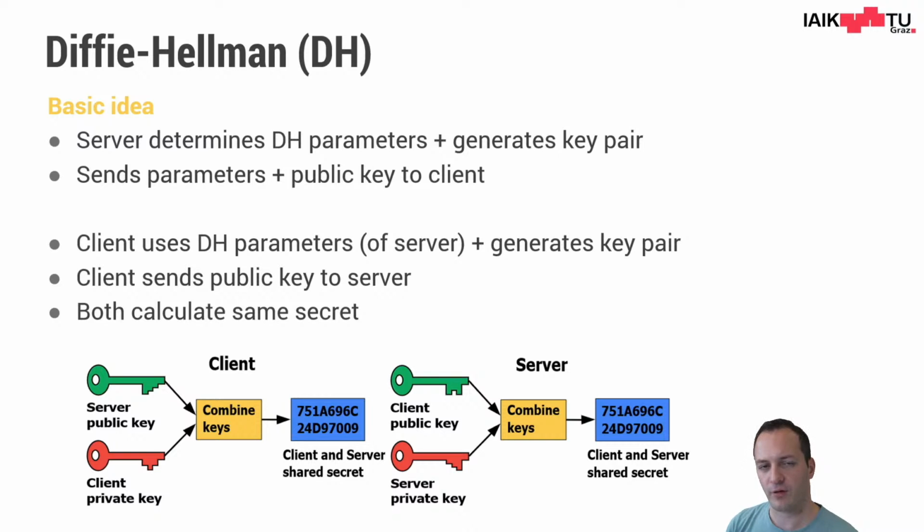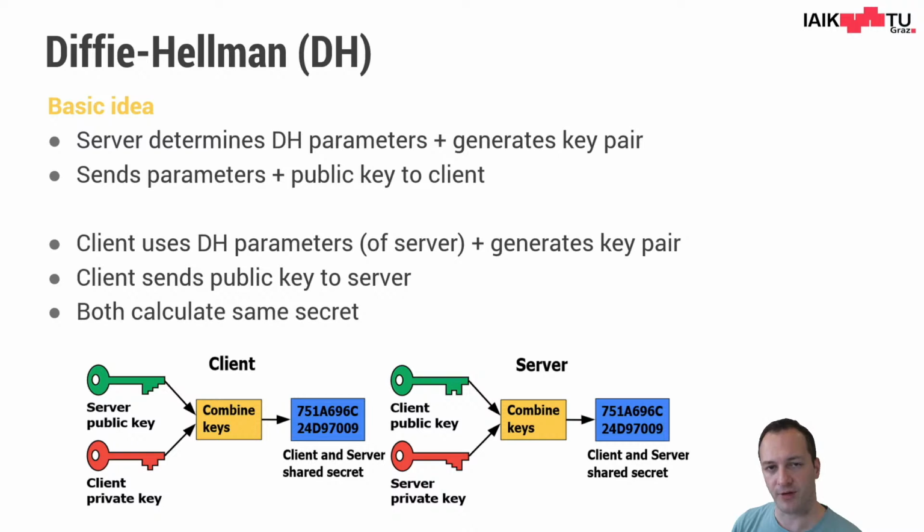In the context of server and client, what we do is the server first determines Diffie-Hellman parameters. As already said, this is the prime number and the natural number, and it generates a public-private key pair. It sends these parameters and the public key to the client. So really only the parameters, the finite group used within the Diffie-Hellman mechanism, and the public key, but of course not the private key, because as you've just heard, the private key is secret and should never leave your device. You should never give it out of your hands.